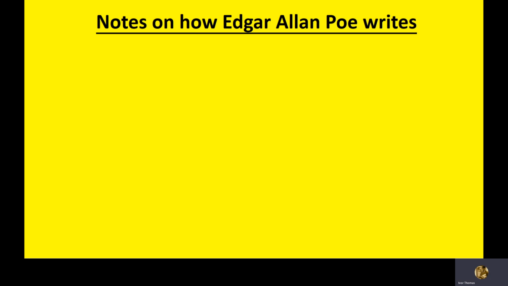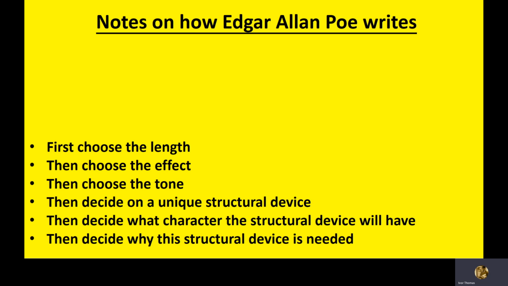I have 5 bullet points that are, I'm afraid, going to appear in the same order. He says, first choose the length. A story should be able to be read, or a poem, in one sitting. So he wasn't interested in writing very lengthy things. Then choose the effect you want to have on your audience before you think about any plot. In fact, don't think about the plot at all.